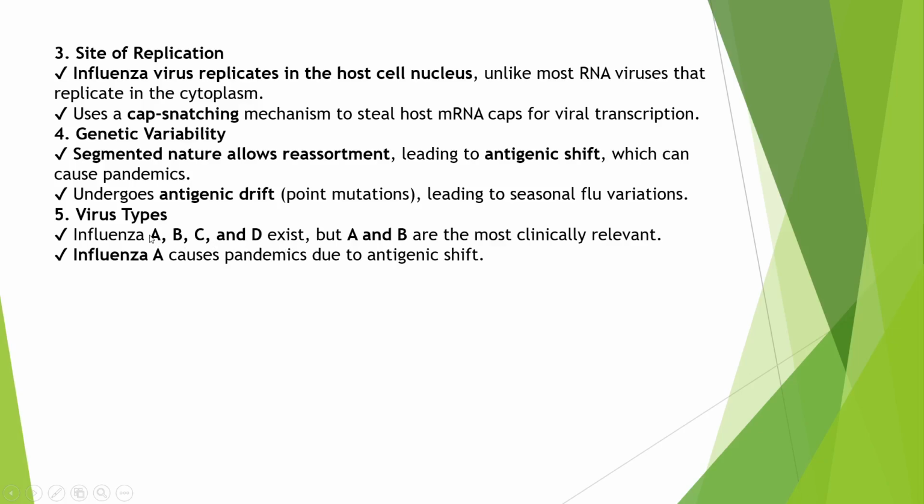Then virus types: influenza A, B, C, and D exist. A and B are most clinically relevant. Influenza A causes pandemics due to antigenic shift. So, influenza A is highly efficient because it has more probability for antigenic shift.